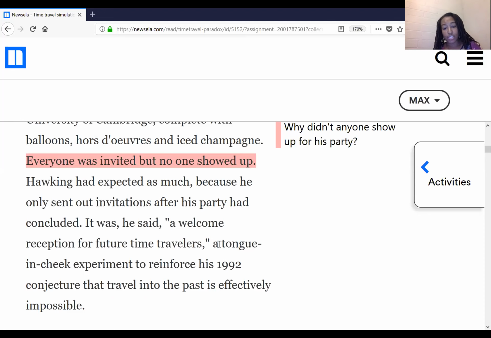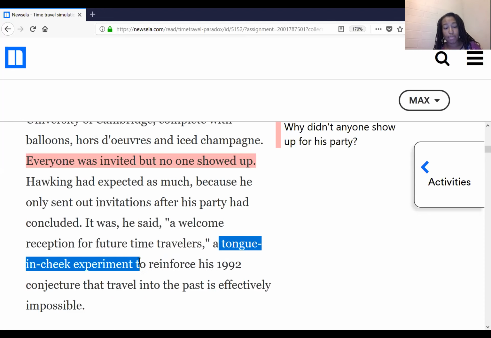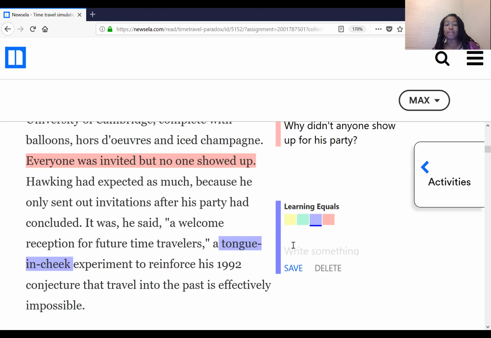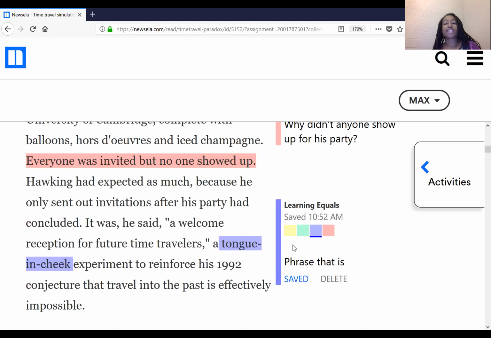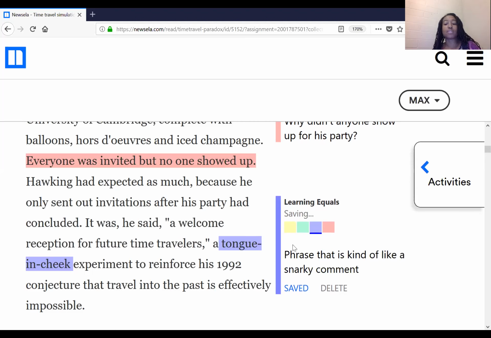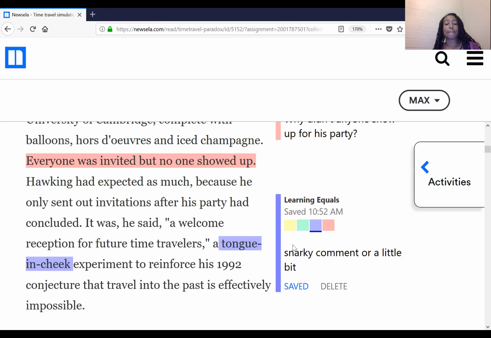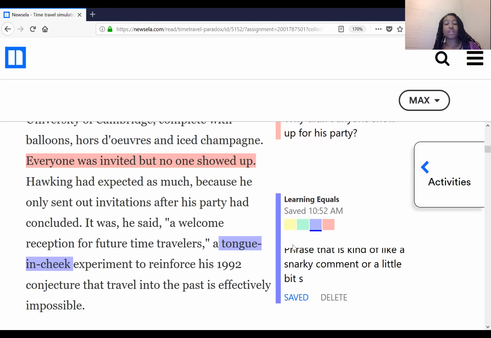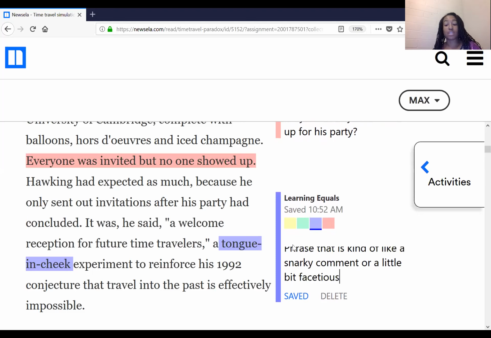I'm going to highlight that, tongue-in-cheek, because it's written in purple, and I'm going to put that in purple because that's for my vocabulary. And I've heard that phrase, tongue-in-cheek. So it's kind of a phrase that is like a snarky comment or a little bit, I want to say facetious.